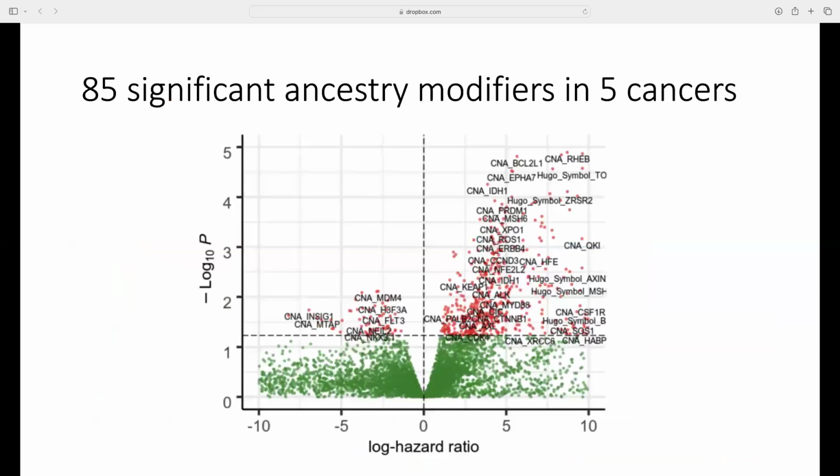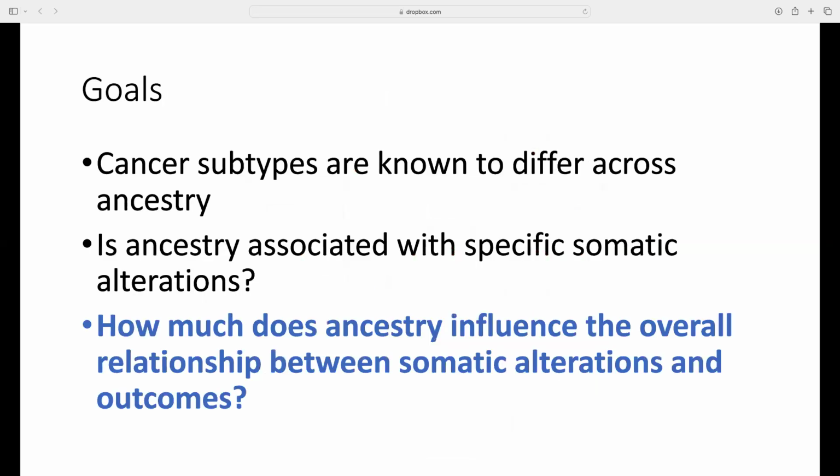And when we broaden this out and do a scan across all of the cancer types, the five cancer types that I described, we see that this phenomenon is, again, quite pervasive. Each of these points is a different somatic feature that we tested. There are many somatic features that tend to have an interaction with genetic ancestry in how they influence clinical outcomes. So with that in mind, that massive volcano plot is pretty hard to interpret. One question that we wanted to ask is, if we put all of these interactions together into a single model, how much of an association do they have with clinical outcomes in total?